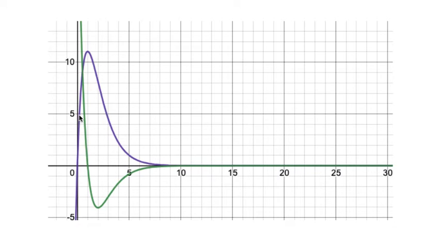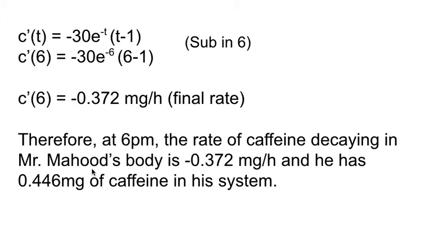Oh yeah. When it is increasing, it's above the x-axis, and as soon as it hits the turning point, it goes to decreasing, so it's at 0. Now to find the rate of decay at 6 p.m., I just sub in 6 to the derivative and got negative 0.372 milligrams per hour. It's decaying because at 6 hours, as we'll find out later, we've passed the maximum, and so now the amount of caffeine in his bloodstream, instead of increasing, is decreasing. That's why it's negative, because it's decaying.